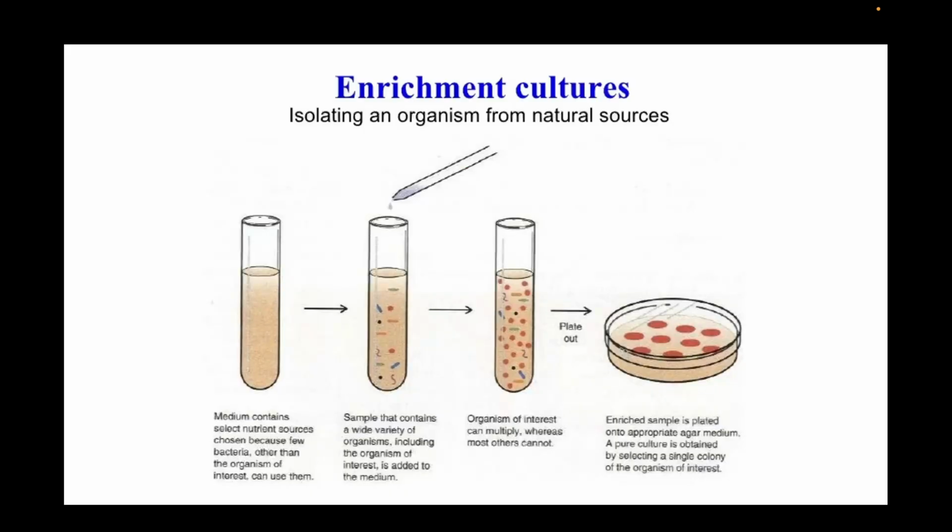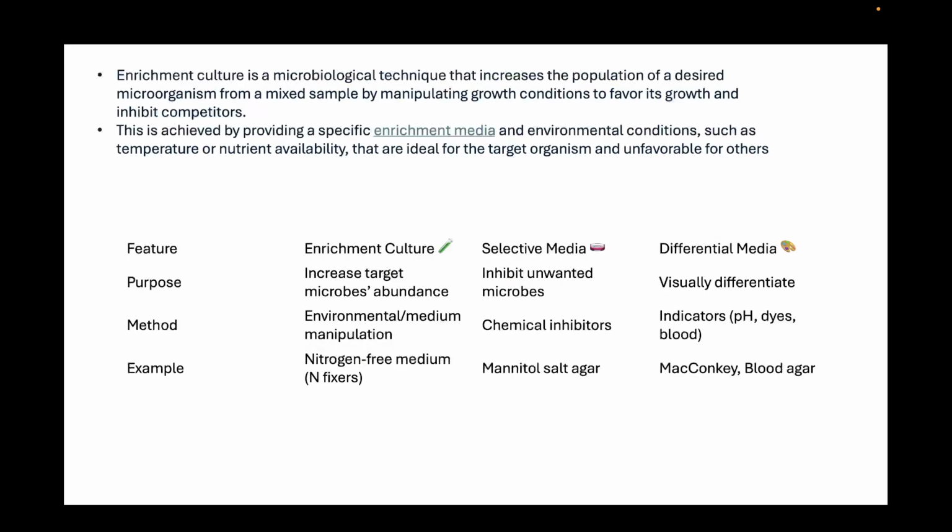I hope it is clear to the students. In enrichment culture, we are promoting a certain microorganism, favoring it over the others. We add selective media, we add inhibitors, and we add growth factors and environmental conditions to match or promote the organism or microbe of our interest. I hope it is clear to the students. Just tell me in the chat box and we can move ahead.